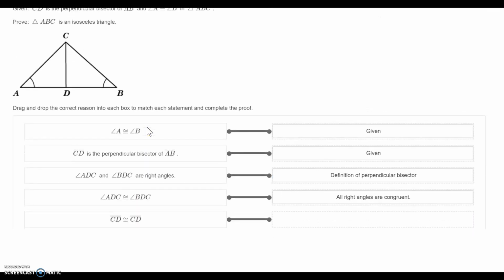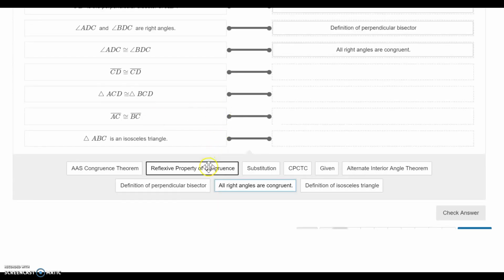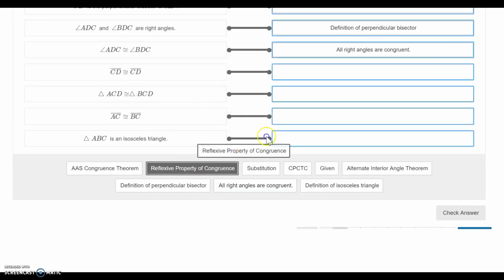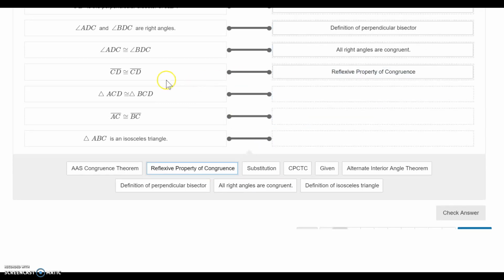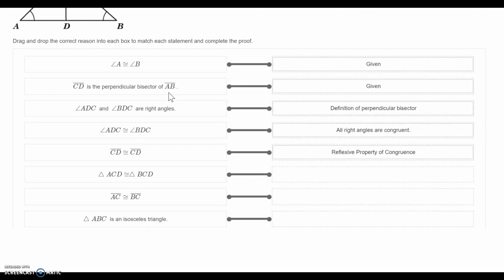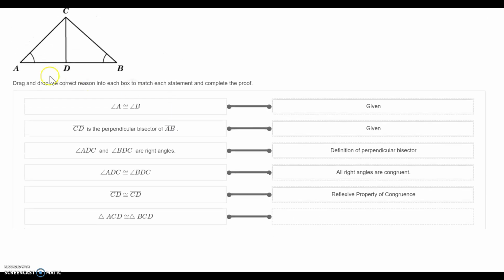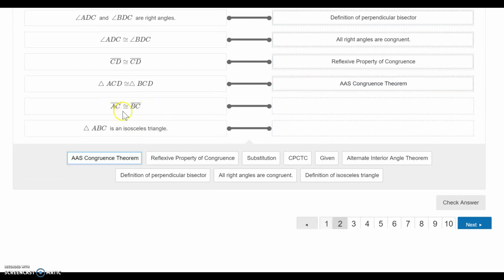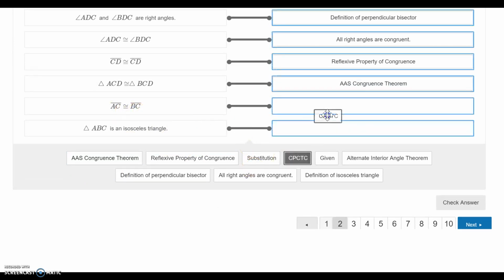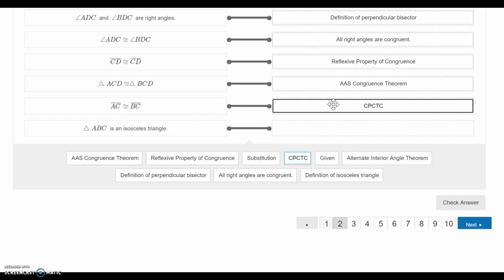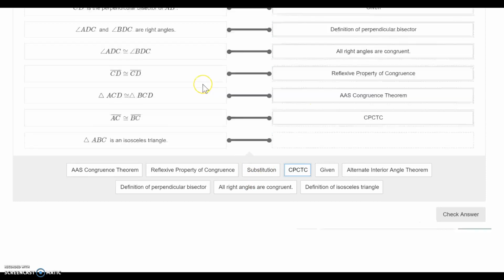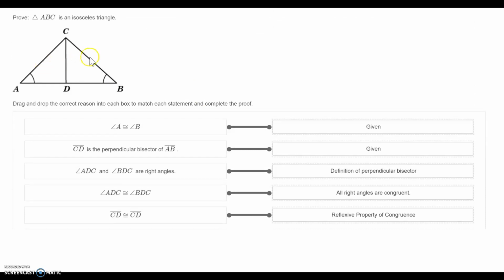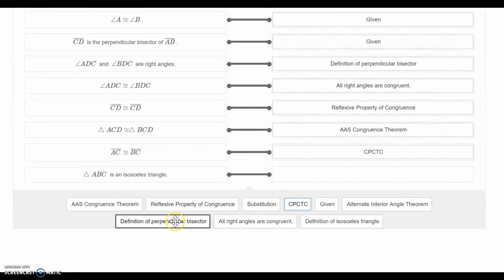Once again, CD is congruent to itself, that reflexive property. And triangle ACD is congruent to BCD. And we had angle, angle, side. So we know that AC is congruent to BC because corresponding parts of congruent triangles are congruent. And this is an isosceles triangle because two legs are congruent. And that is the definition of an isosceles triangle. It has two congruent legs.